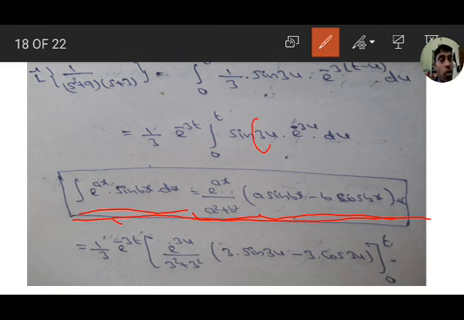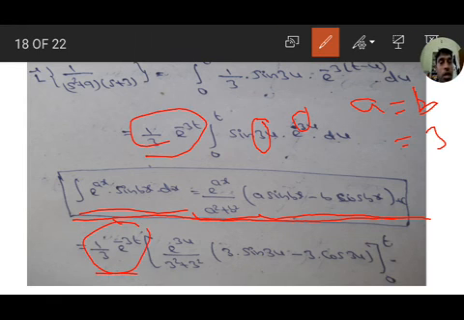Here a equals 3 in e to the power of ax sin bx, and b is also 3, which means the a value equals the b value equals 3. Then substitute these values: 1 by 3 into e to the power of minus 3t as it is, a coefficient. Next, e to the power of ax, a value is 3, b value is 3, therefore e to the power of 3u.